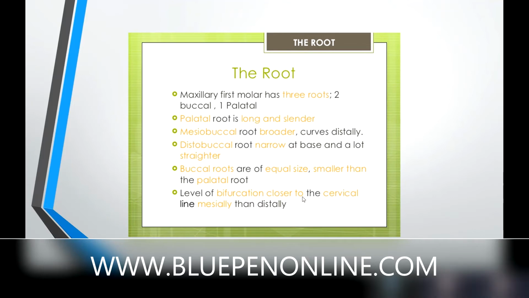Level of bifurcation is closer to the cervical line, mesially and distally. That is where the roots divide into three; that is called the bifurcation or furcation point. That point is more mesial than distal, so it is more towards the midline, not away from the midline.